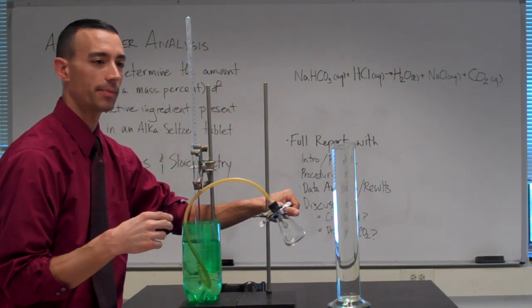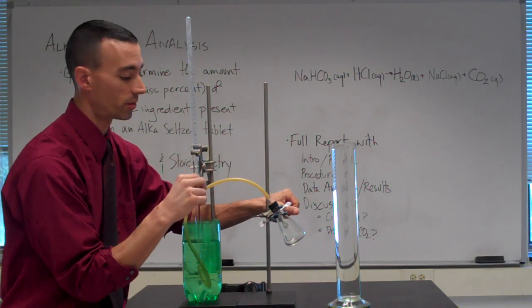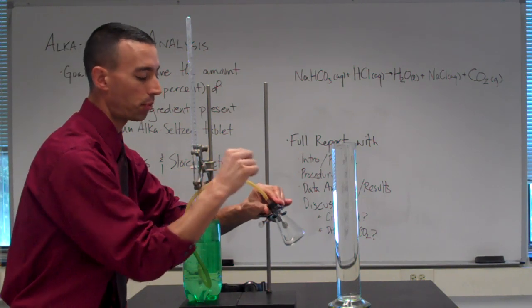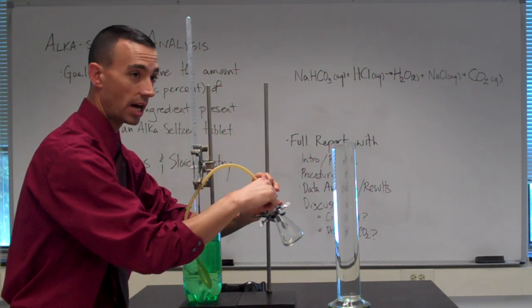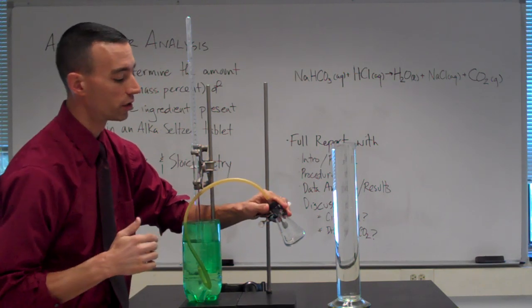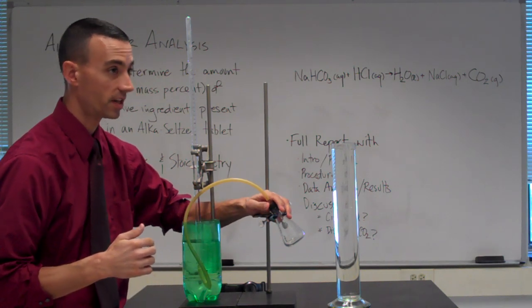We need that gel capsule because as soon as the Alka Seltzer hits the acid, it will start to react and produce the gas. And if we just tried to pour it in through the top, we would lose some of our gas before we could put the enclosure back into the flask, I should say.